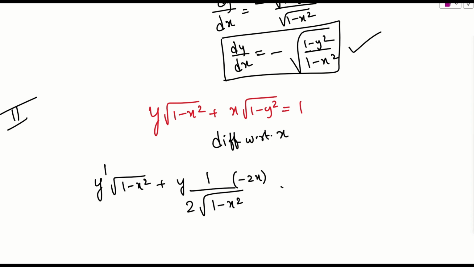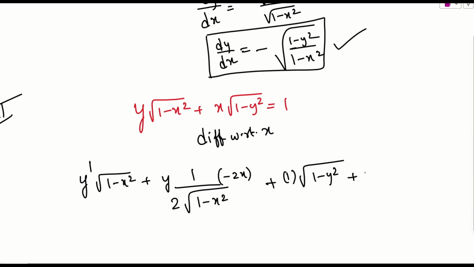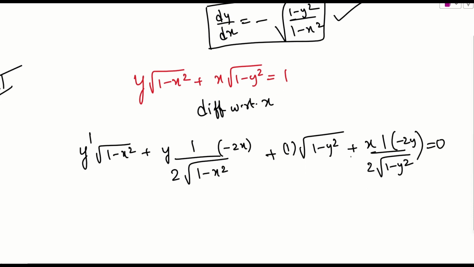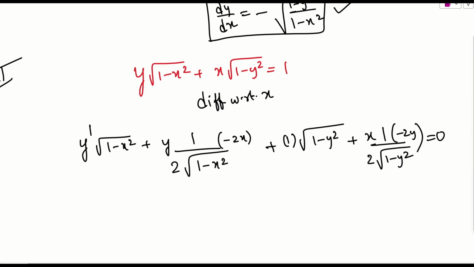Plus the derivative of x, which will be 1, into the second term as it is, and plus x into the derivative of the root: first term as it is, 1 by 2 root of 1 minus y square. What is the y square derivative? Minus 2y, which equals 0.